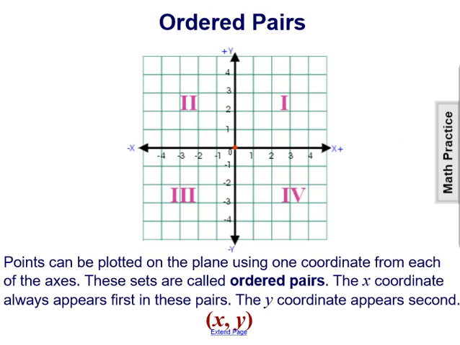Points can be plotted on the plane using one coordinate from each of the axes. These sets are called ordered pairs. The x-coordinate always appears first in the pairs, and the y-coordinate appears second. Think about which letter comes before the other in the alphabet. It only makes sense to list the x-coordinate first and then the y-coordinate because x comes first in the alphabet.